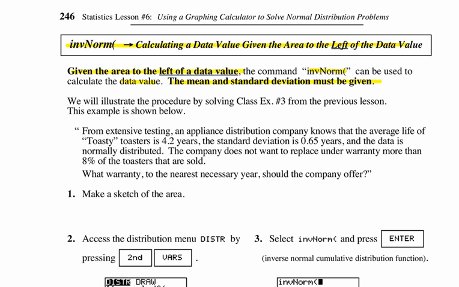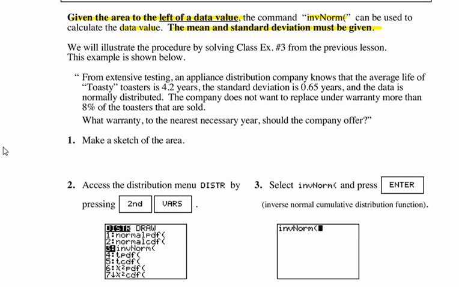The mean and standard deviation must be given. So in this problem with Toasty the toaster, they told us that the mean was 4.2 years and the standard deviation 0.65 years. And they said that he doesn't want to replace more than 8% of the toasters. So let's sketch this. At 0 is 4.2 years, his standard deviation of 0.65. And he doesn't want to replace more than 8%, or as a decimal, 0.08. So luckily, our area is already to the left.